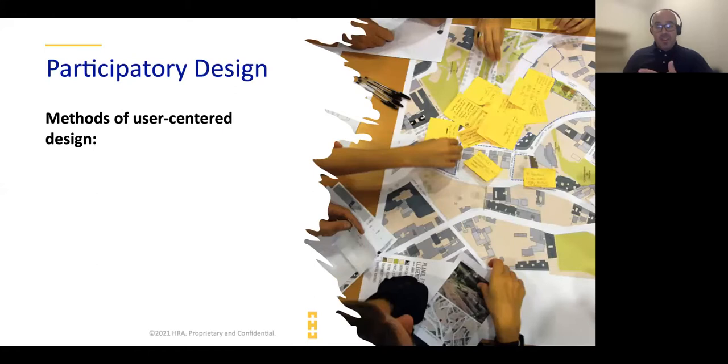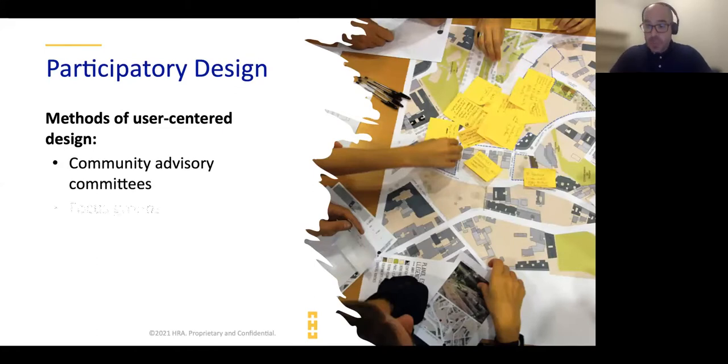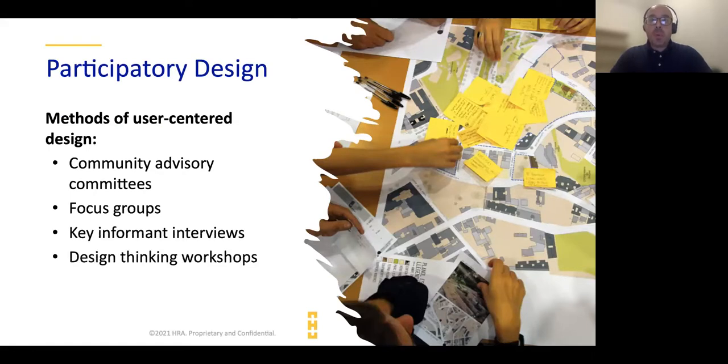So one way to gather the information that you need is through participatory design, of which there are 3 types, but today we're only going to focus on user-centered design. Sorry, my slides are moving a little faster. So user-centered design is when something is created by designers or writers for users, as opposed to users for users, for instance. However, to do so well, we must engage those users through things such as community advisory committees, focus groups, key informant interviews, design thinking workshops, and usability testing.